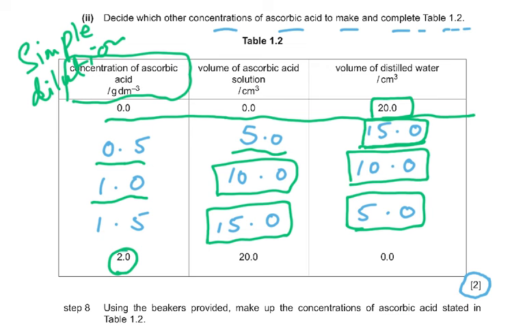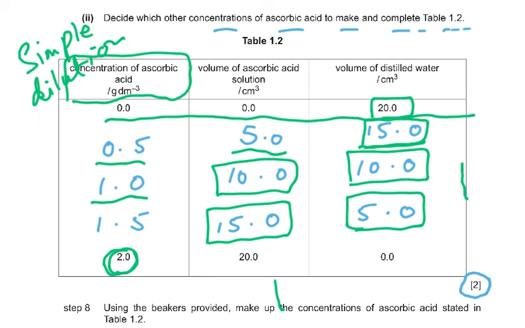You know the original stock solution was 20, so you would always make less than 2. So 2.0 gram dm cube was the concentration of ascorbic acid of the stock solution. So you would naturally decrease it. You can't increase it. So this was for 2 marks.